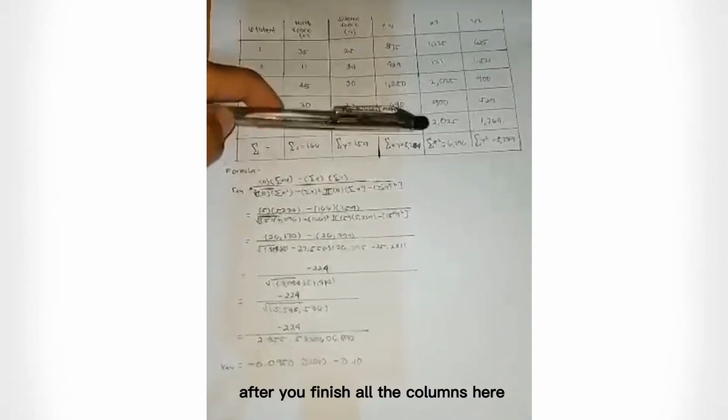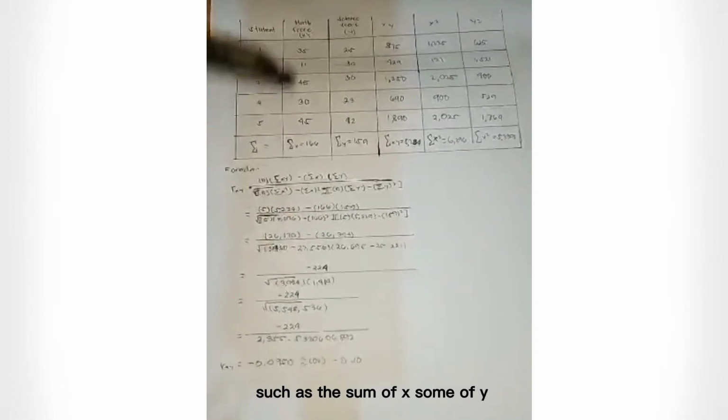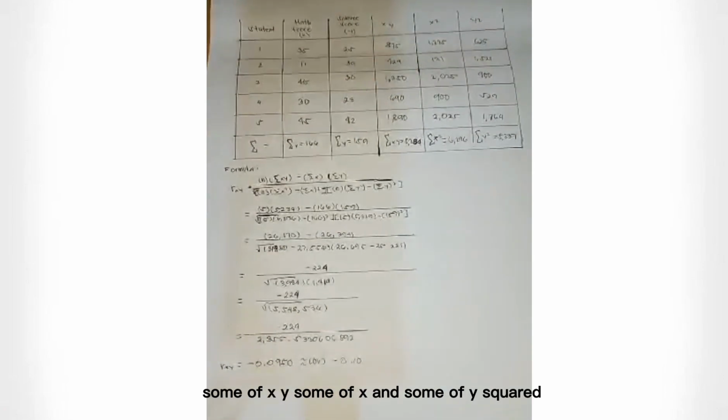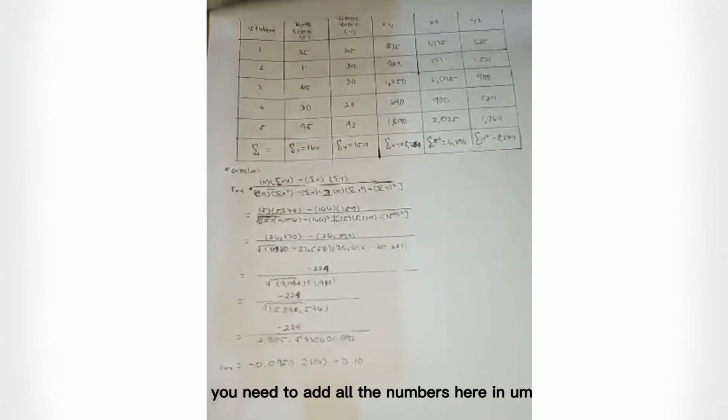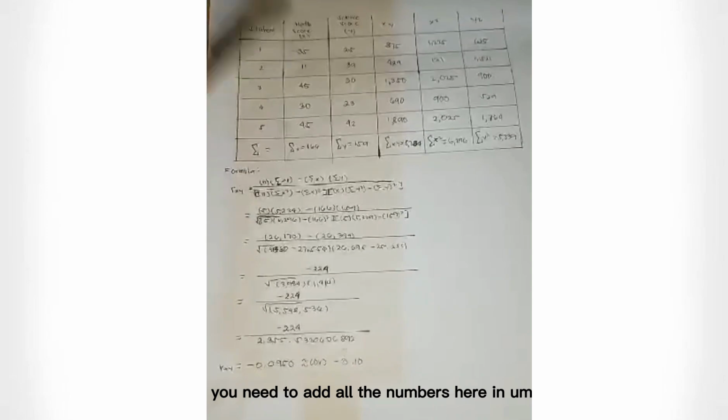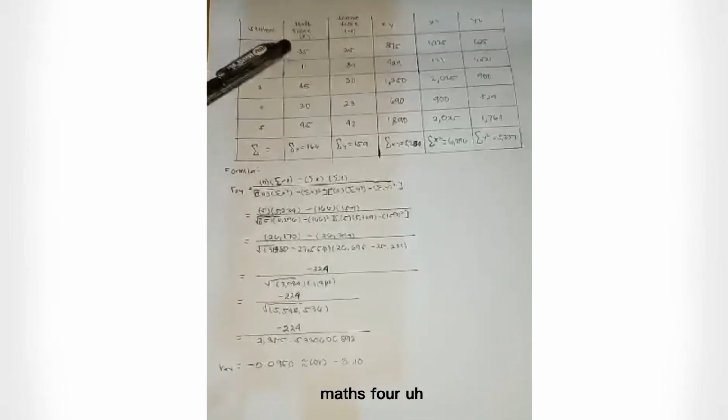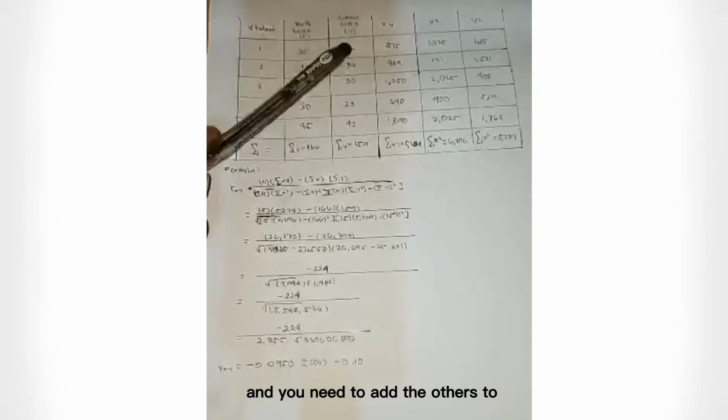After you finish all the columns here, you can now find the sum of the columns, such as the sum of X, sum of Y, sum of XY, sum of X squared, and sum of Y squared. To get the sum, you need to add all the numbers. Here in math score, 35 plus 11 plus 45 plus 30 plus 45 is equal to 166, and then you need to add the others to get their sums.